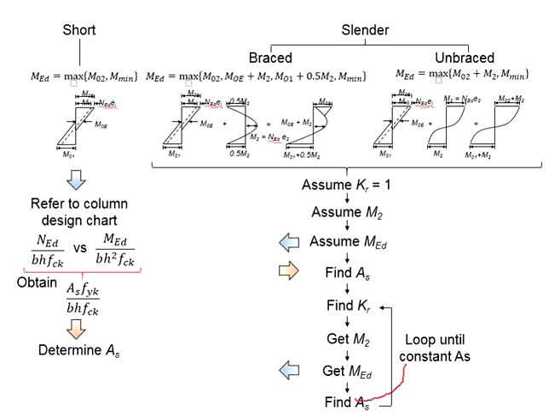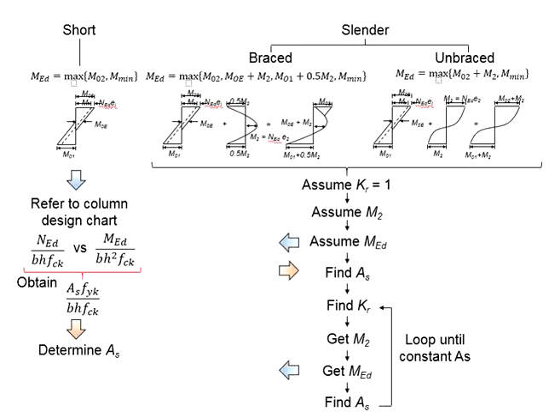You're going to loop this process until it reaches a constant stage. That means when you reach this more or less constant MED, then you may stop the process. The finalized AS shall be the one that is provided to the column.